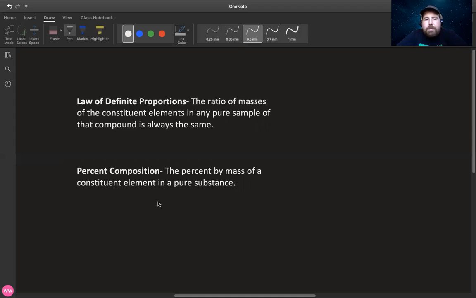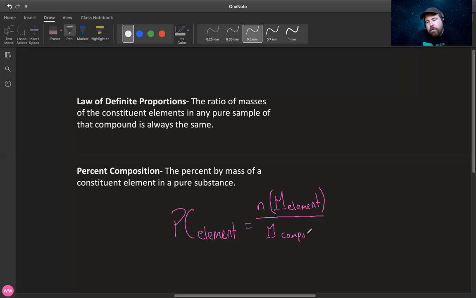So what is percent composition? The percent composition is the percent by mass of a constituent element in a pure substance. Now there's an unofficial formula that I like to give my students when we're looking at percent composition. The percent composition of an element is equal to the molar mass of that element in a compound. Sometimes there's more than one of that element in the compound, so we're going to multiply this by a whole number. So if it's H2O, there are two hydrogens. And you're going to divide this by the molar mass of the compound. And because it's a percentage, we multiply by 100%.